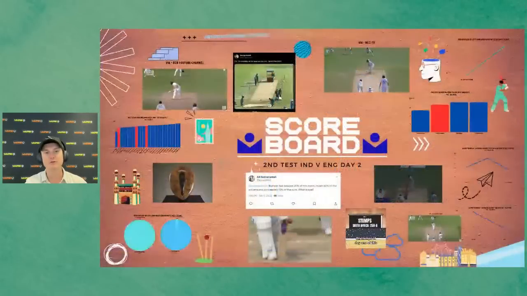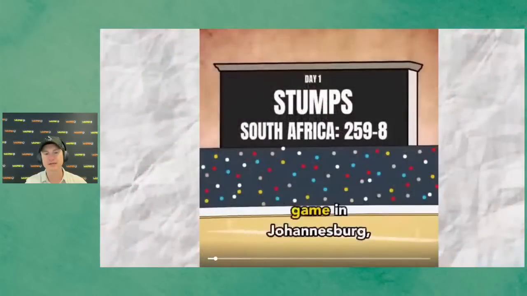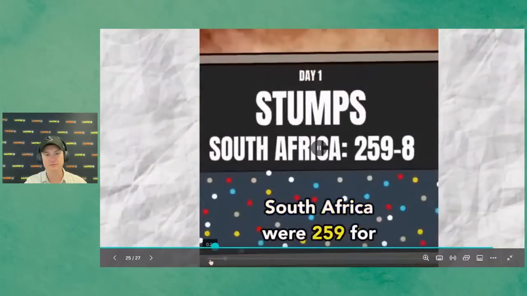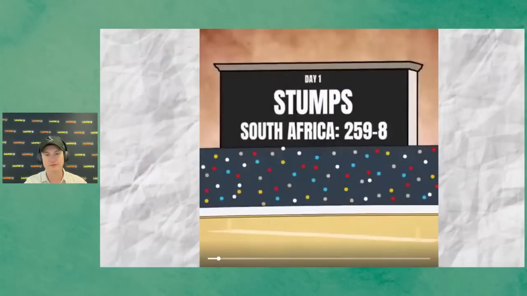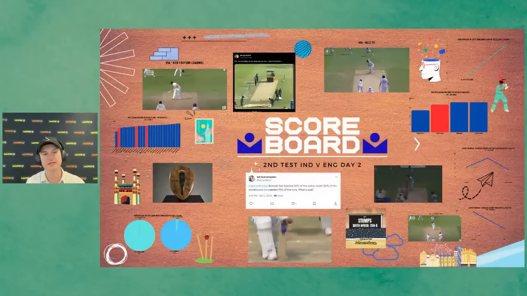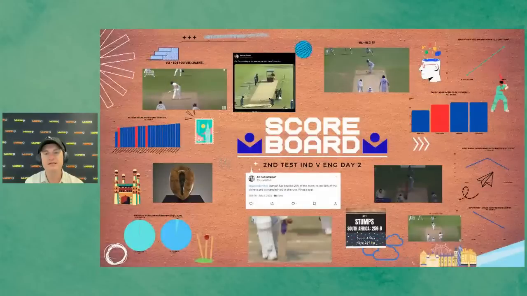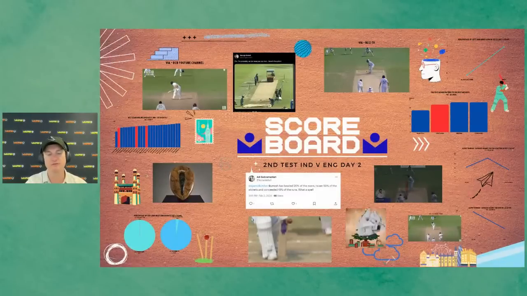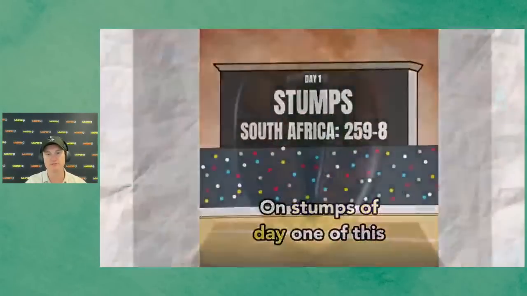And just last one, just a little bit of stumps of day one of this game in Johannesburg. South Africa were 200. Let me stop that and just start here. There was an announcement today that there was a new trophy. In fact, I've got the order of these wrong, so I'll just... Stumps of day one.